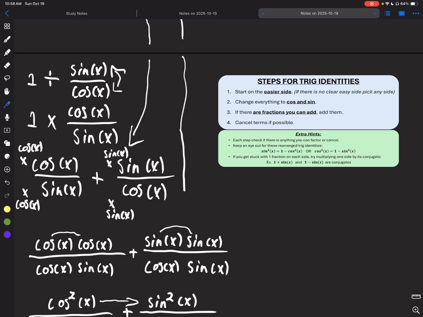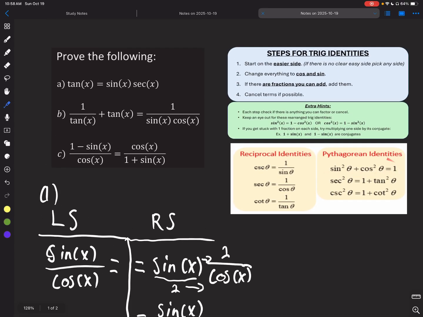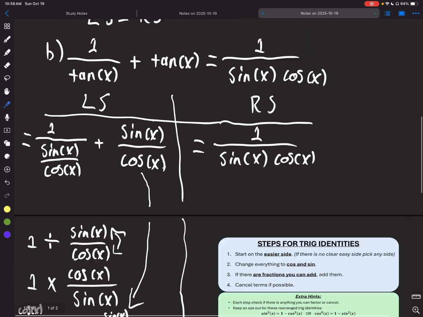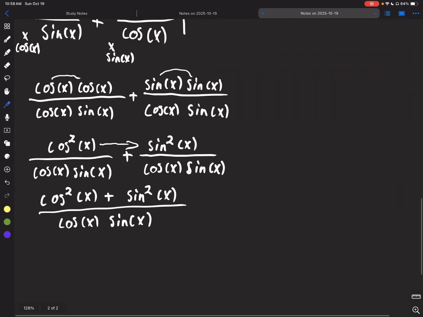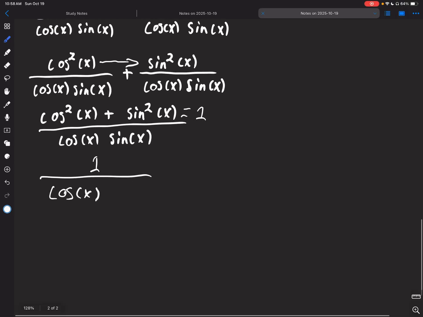And then it says keep an eye out for this rearranged trig identity, which if we look here, is one of our Pythagorean identities. Sine squared plus cos squared is equal to 1. So let's go back down here. Well, we have cos squared plus sine squared, and in addition, order doesn't matter. So this is just going to equal 1. So that top will just equal 1. So now we'll have 1 over cos x sine x.